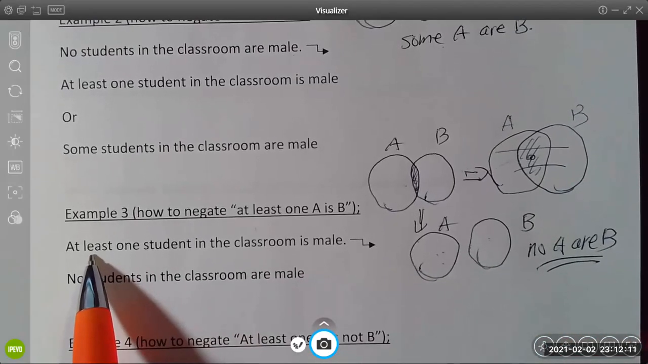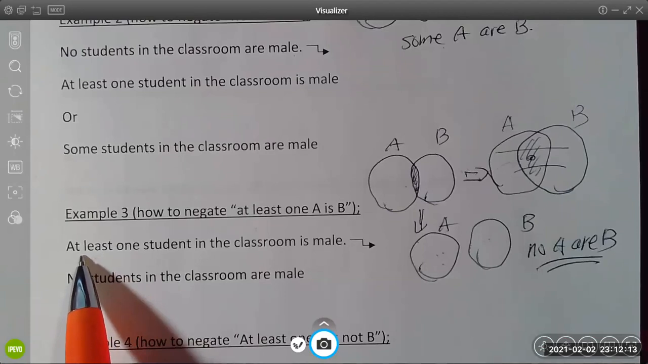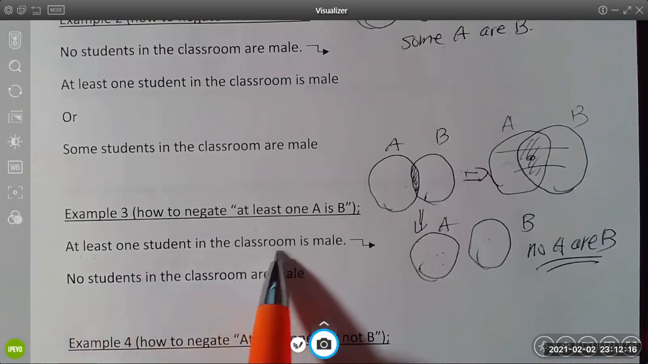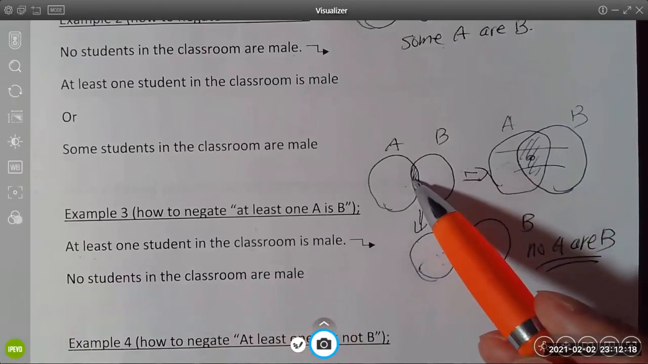So look at one particular example. At least one student in the classroom is male. So at least one is male.